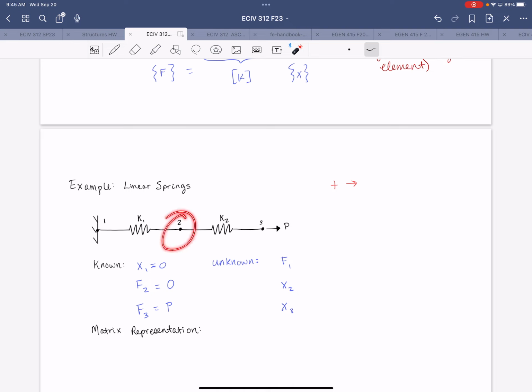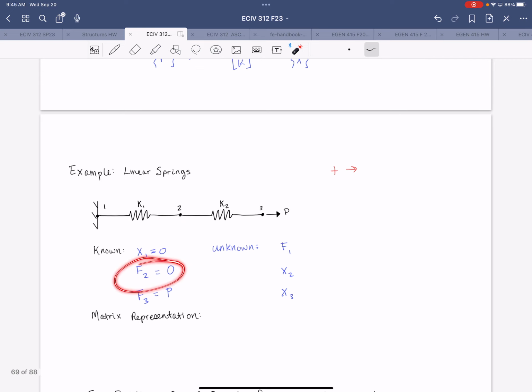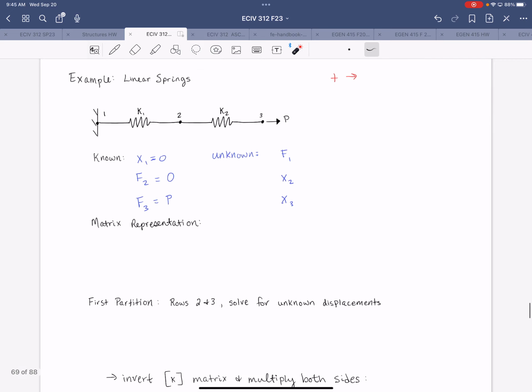For example, at node 2, you can look at that and say, well, I don't know the force, but I also don't know the displacement. There's no support there forcing it to be 0, right? It's going to move. You know it's going to move. You just don't know how much. So you can identify x2 as an unknown, which means you must actually know the force. Since there isn't one applied, that means it's equal to 0. A lot of times if there's no force applied, a common mistake is to think that you don't know what the force is.